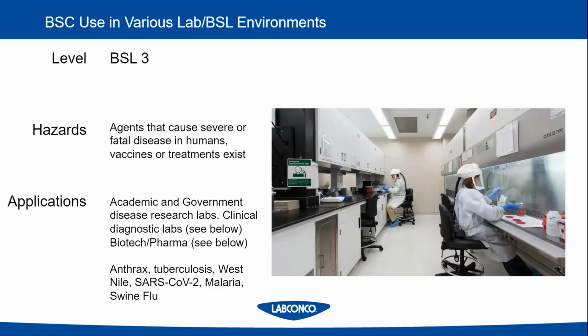BSL3 labs. In these labs, researchers use biohazards that could be fatal or very serious, but we have treatments. So this would be things like anthrax, tuberculosis, West Nile. COVID was used in the BSL3 lab. Now that we have treatments and it's under control, it can be used in the BSL2 lab in smaller volumes. Malaria, swine flu, these would all use class 2 biosafety cabinets. Again, they provide excellent containment for the biohazards on the inside, and they make sure that the research taking place on the inside is sterile.